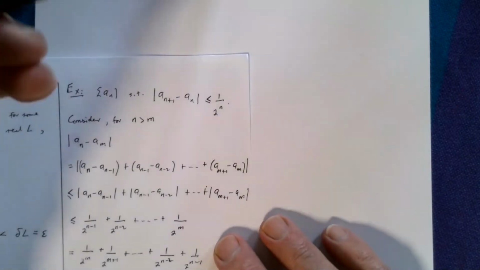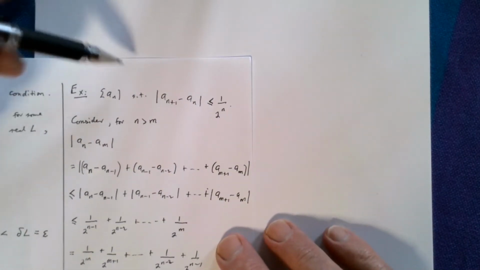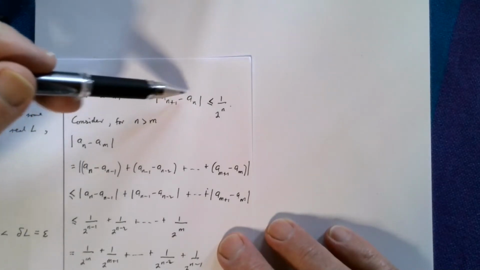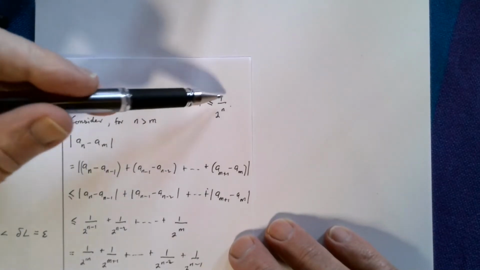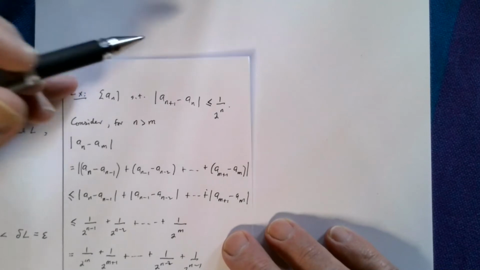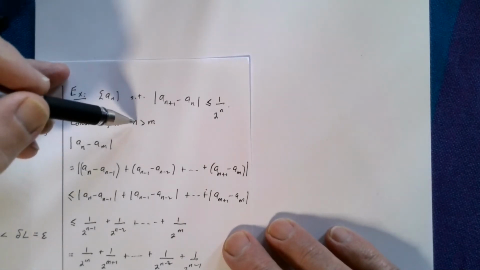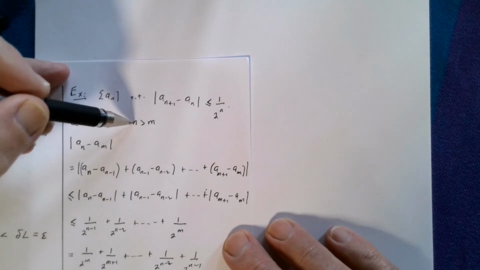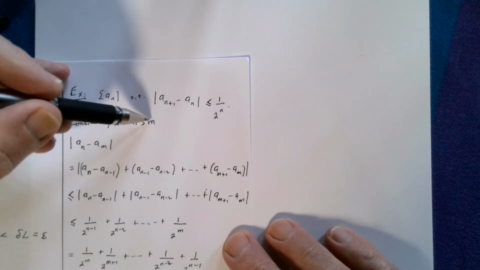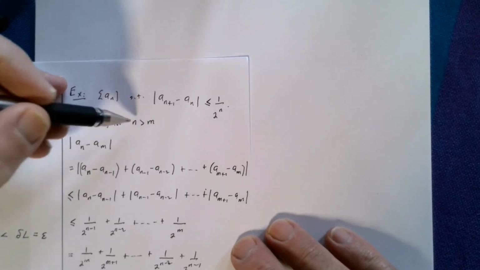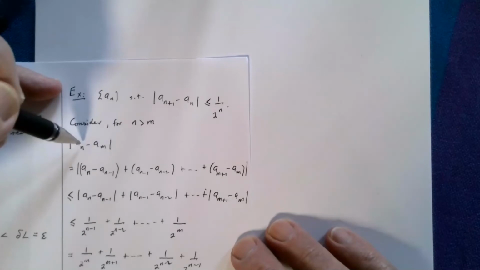So here's the condition we've got. We're given that here's our sequence, and the difference between two successive terms, the (n+1)th and the nth, is less than 1 on 2 to the n. So I'm going to choose now small n to be bigger than capital M, and to check it's a Cauchy sequence we have to look at this difference here. And here I'm taking n bigger than m.